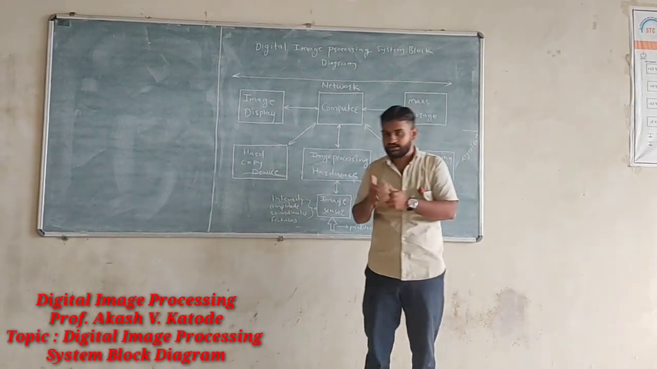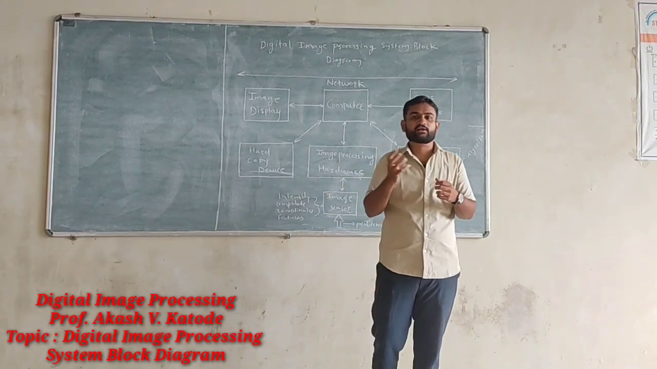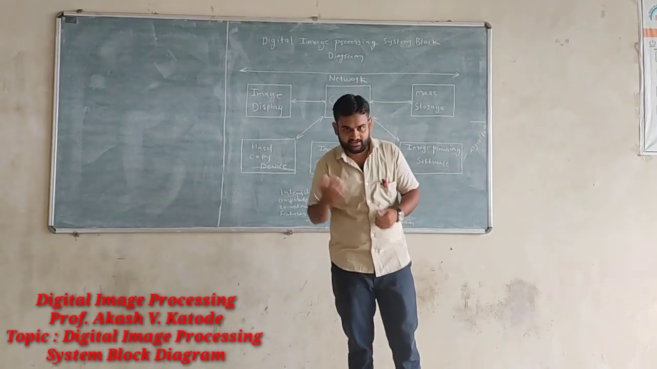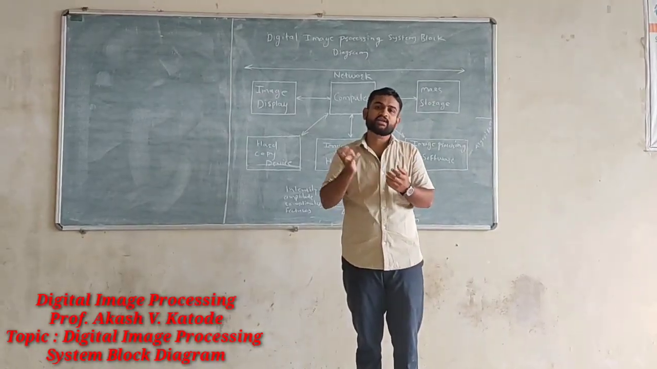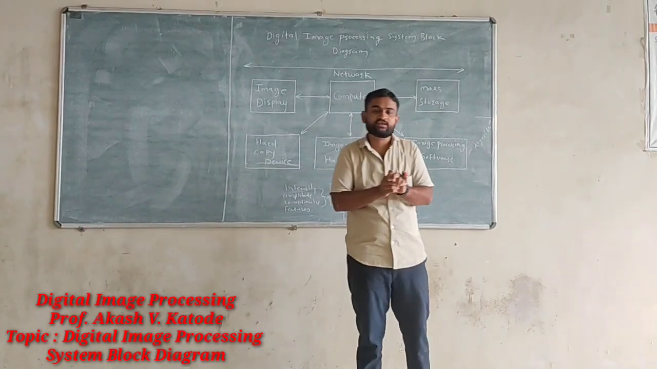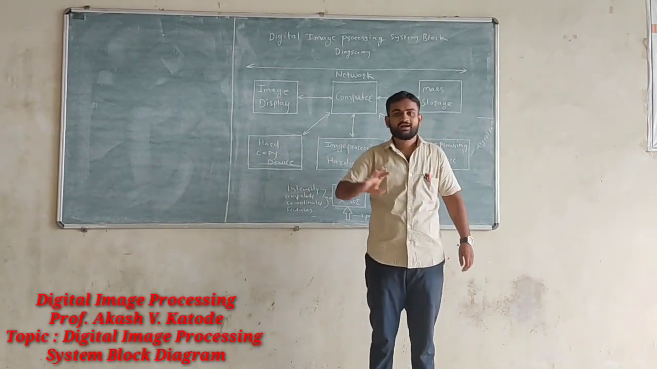Image or any analog signal. Okay, as we know that sampling and quantization is the process of digitization. So the digitizer plays a very important role in digital image processing for converting any analog image into a digital image.